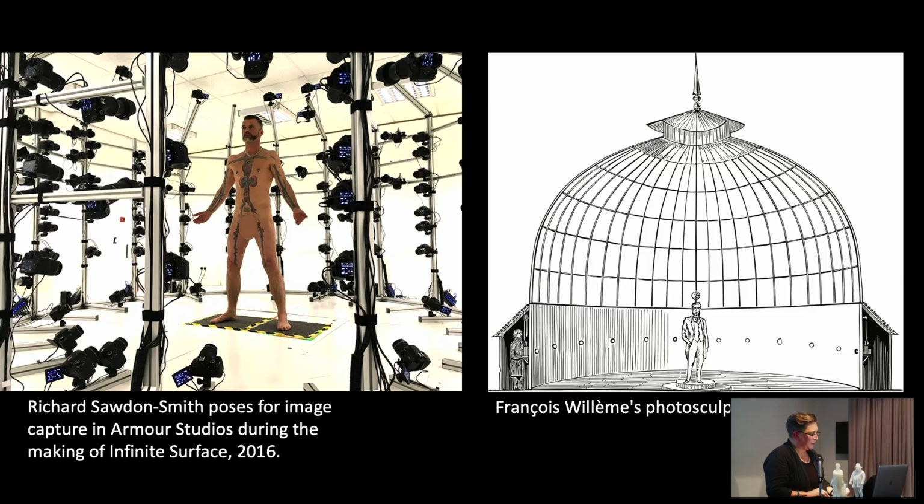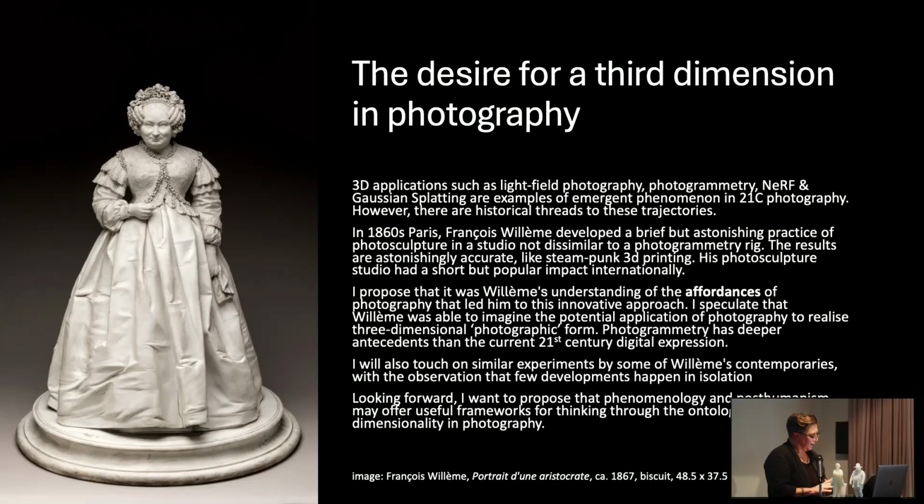In 1860s Paris, François Willème established a studio not dissimilar to a photogrammetry rig, a circular room with 24 cameras embedded in the walls that triggered simultaneously. He then projected the plates onto a screen and translated the silhouettes to sculpture. The results are astonishingly accurate, like steampunk 3D printing. His photosculpture studio had a brief but popular impact internationally throughout the 1860s.